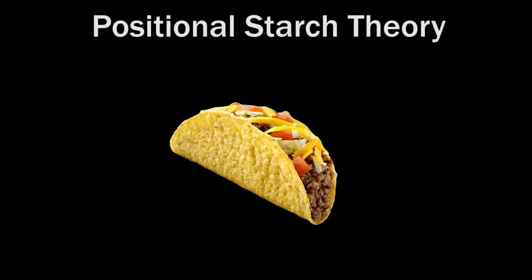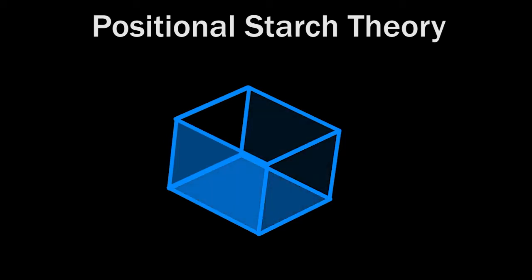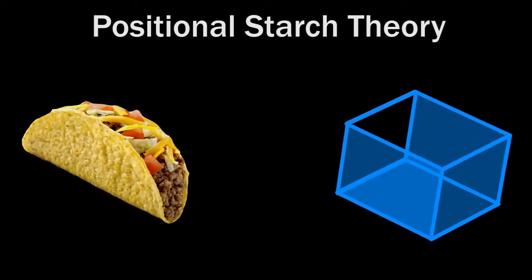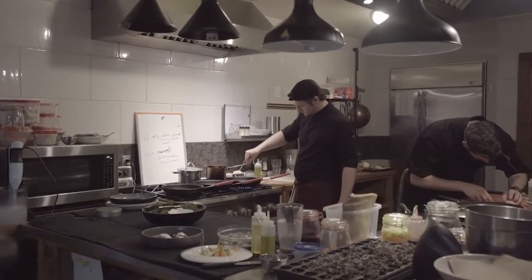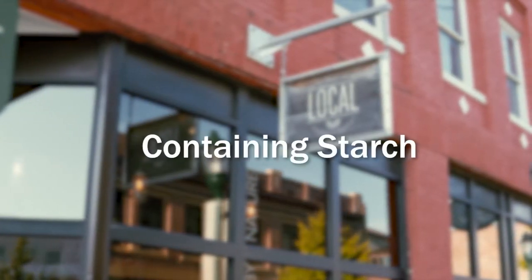According to positional starch theory, starch-based food items are defined by imagining them as a 3-dimensional cube, then defining the food based on the number of sides the starch substance either supports or contains. I will outline each type of main starch family with some examples for each. First, there are 2 terms I will reference throughout: supporting starch and containing starch.